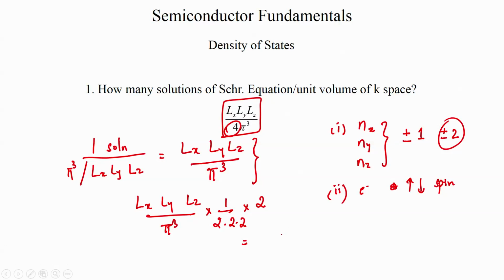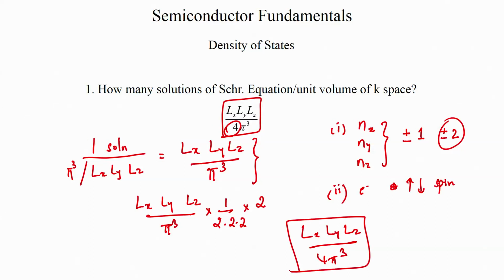So the correct answer to the number of solutions of Schrodinger's equation per unit volume of K space for a 3D material is Lx Ly Lz by 4 pi cube. Okay, so this is the answer to the first question. So now let us proceed.